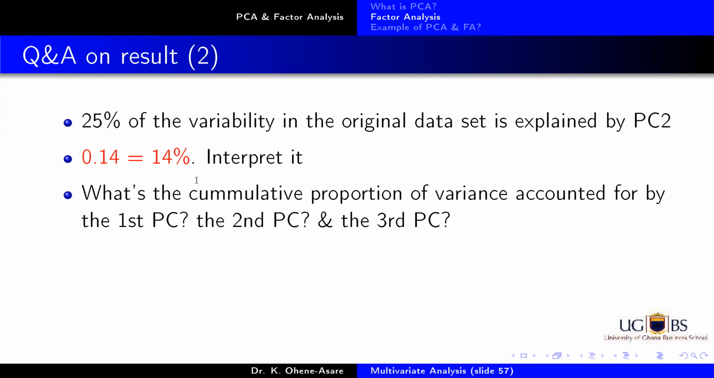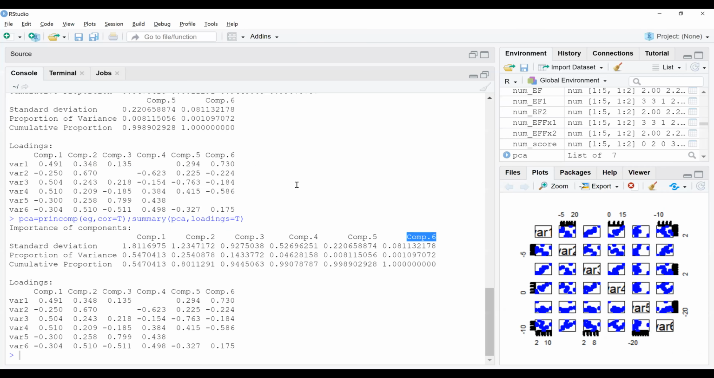The next question says, what is the cumulative proportion of variance? Now, this is important. What is the cumulative proportion of variance accounted for by the first principal component? Who can tell us that? Let me take it back to the data. Who will give us the answer to that? Let's see. David has written 55%. I'm sure the rest of you will know that. Okay. So this one is good.